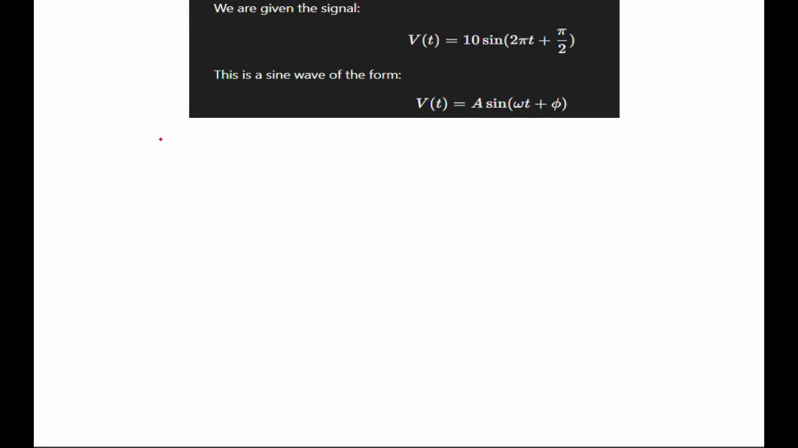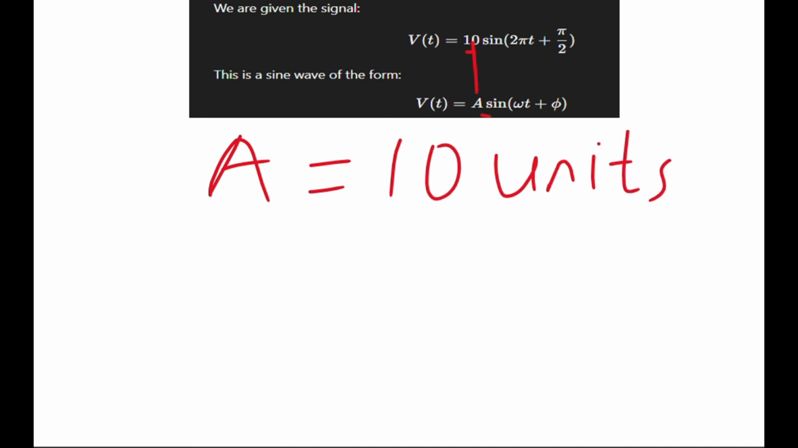Yes, so the first thing that you're supposed to do is compare the equation given to you with the general wave equation or the sine wave form. So we can see that the amplitude is 10 units. And then comparing omega to the general sine wave, you can simply see that omega is going to give us 2 pi. Yes, 2 pi. But don't forget that the unit of angular frequency, which is omega, is rad per second.